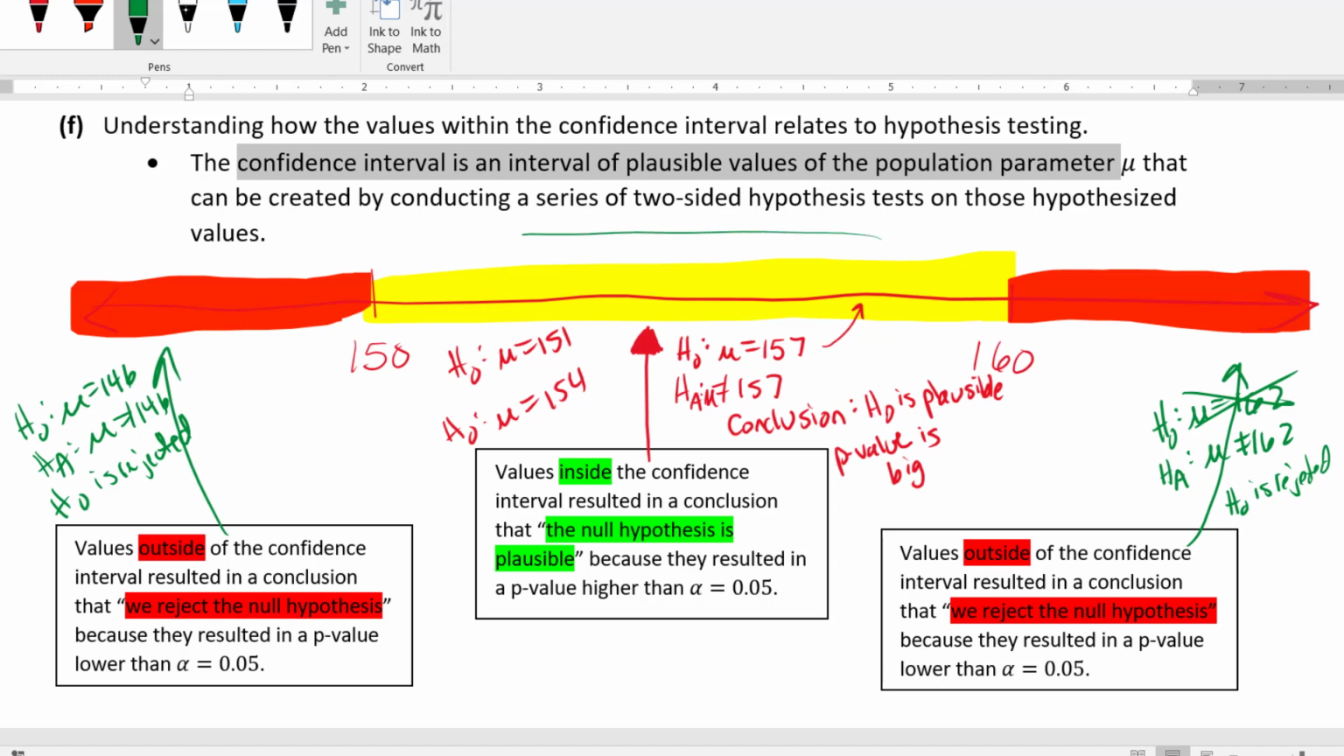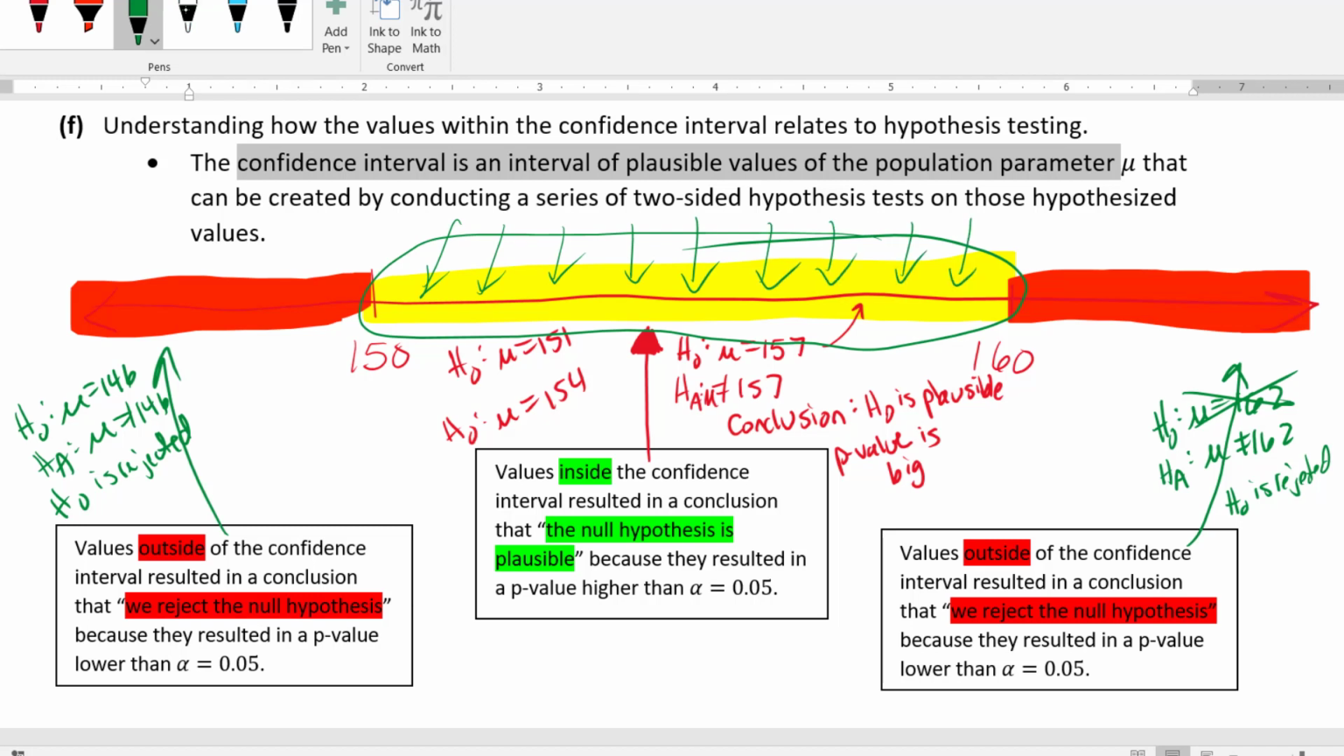A confidence interval is an interval of plausible values. If you did repeated two-sided hypothesis tests on the values within this interval, you would get a conclusion that the null hypothesis is plausible. And if you did that same type of two-sided hypothesis test outside that interval, you would conclude that the null is rejected.